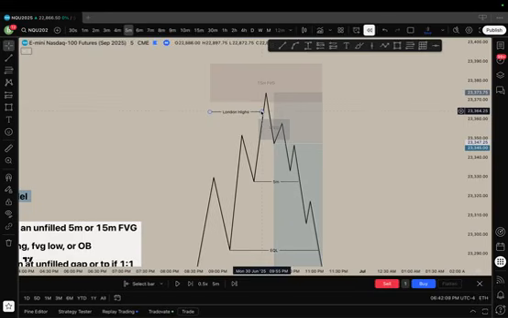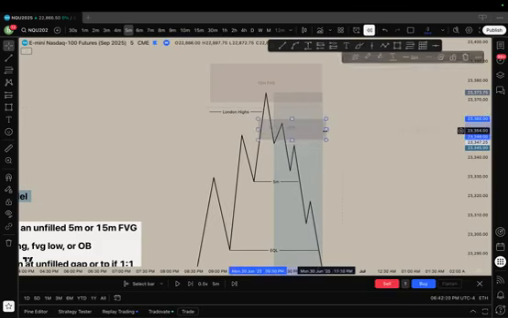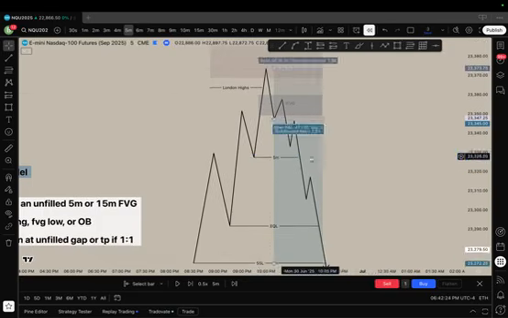liquidity. So that can be London highs, that can be Asia highs, whatever. In this scenario, we have London highs. We then tap into a bearish 15-minute fair value gap. We then have, let's say, a 3-minute IFVG being the highest time frame from this low to this high. And then we have an unfilled 5-minute.